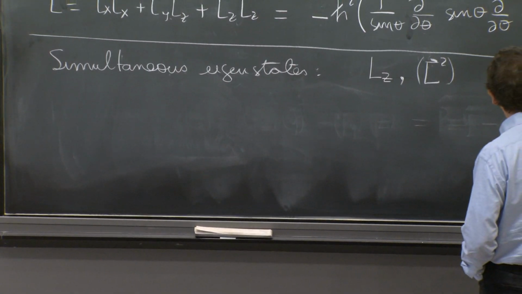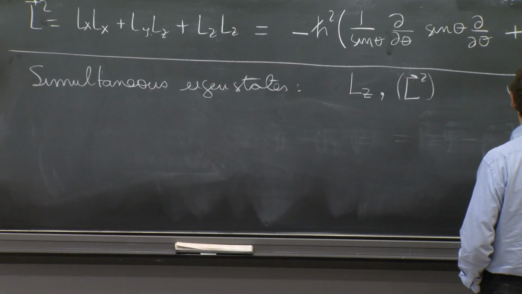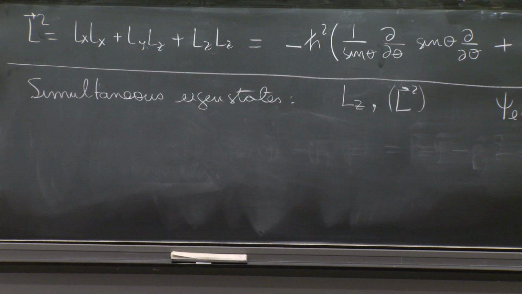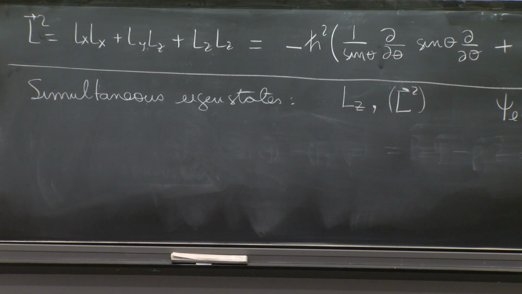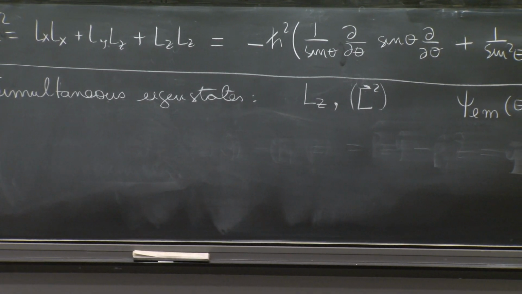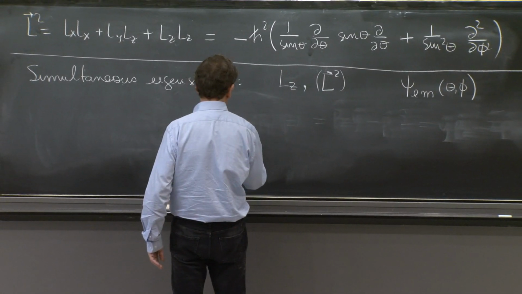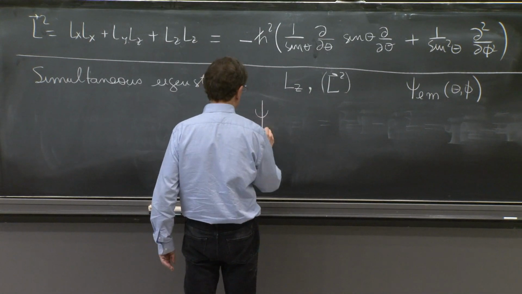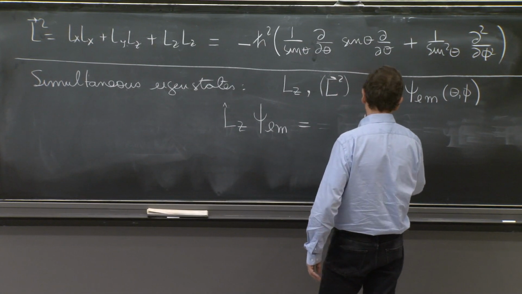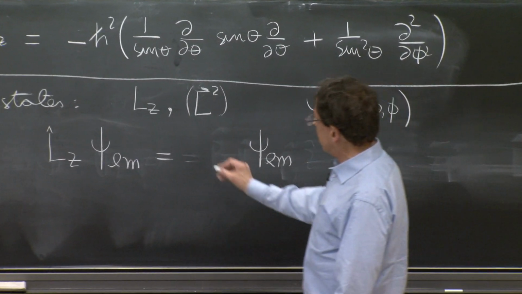And let's call them psi L m of theta and phi, where L and m are numbers that at this moment are totally arbitrary, but are related to the eigenvalues of these equations. So we wish that Lz acting on psi Lm is going to be a number times psi Lm. That is to be an eigenstate. The number must have the right units, must be an h bar.